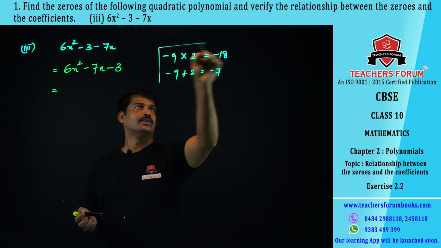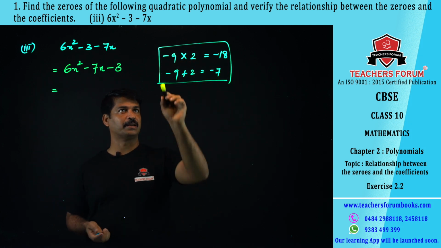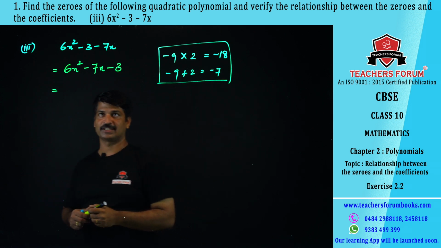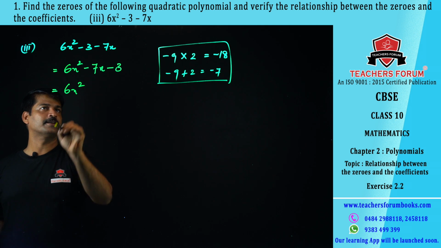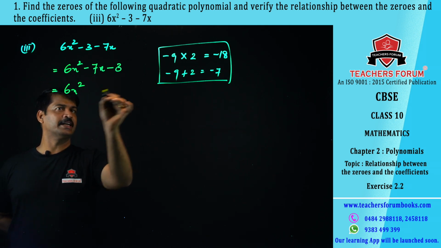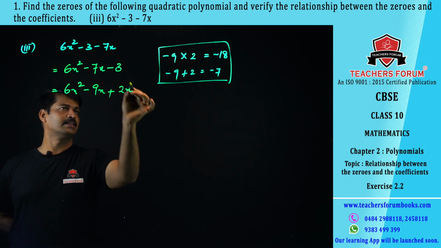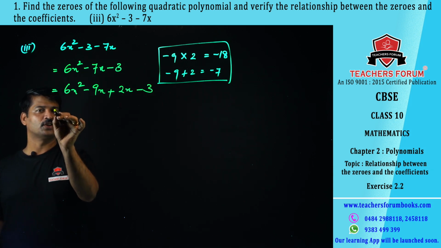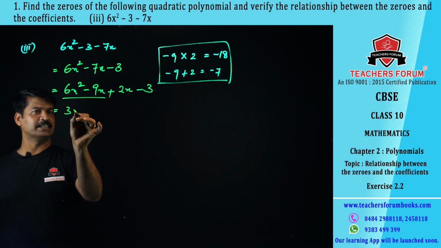So you can split the middle term, that is minus 7x, as minus 9x plus 2x. Okay. So the given polynomial can be written as 6x square minus 9x plus 2x, then minus 3. That is equal to, what is common in the first two terms? 3x is common, isn't it?